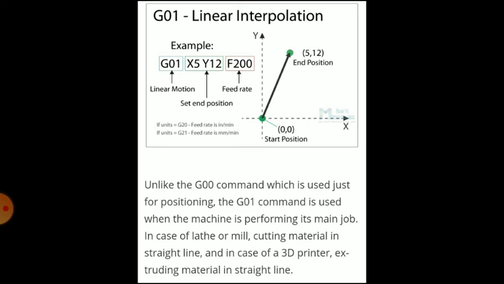So G01 X5 Y12, that is the end position coordinates, and feed rate is F200. So that is a block that is used for machining operation.